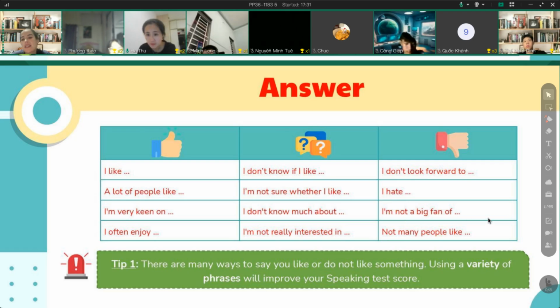Let's have a look at this tip. There are many ways to say you like or do not like something. Using a variety of phrases will improve your speaking test even more. These phrases are very useful in your speaking test because they will help you to feel more comfortable in your answers and to give your own opinions about the questions, okay?